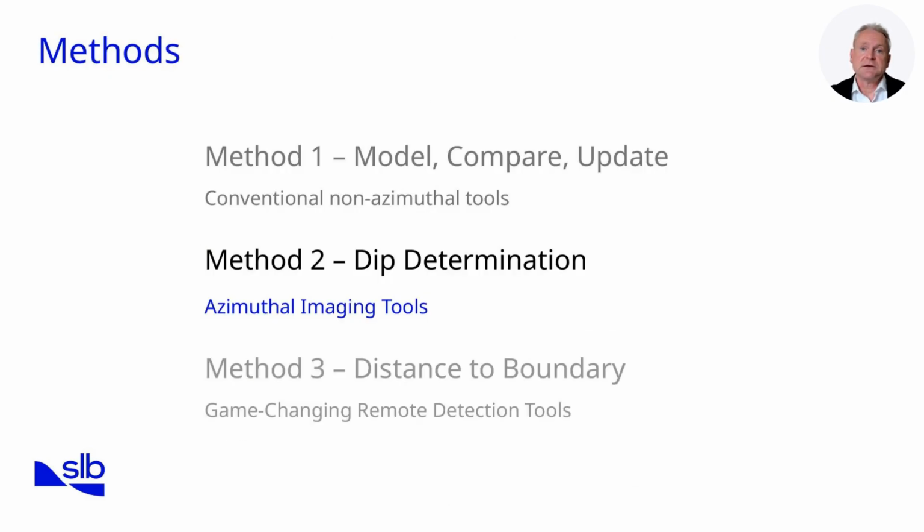Now let's move to method 2. Dip determination makes use of azimuthal imaging tools. These tools provide directional measurements around the circumference of the borehole, which allows us to resolve formation dips in real time. This adds a higher degree of precision for steering, particularly in structurally complex reservoirs.